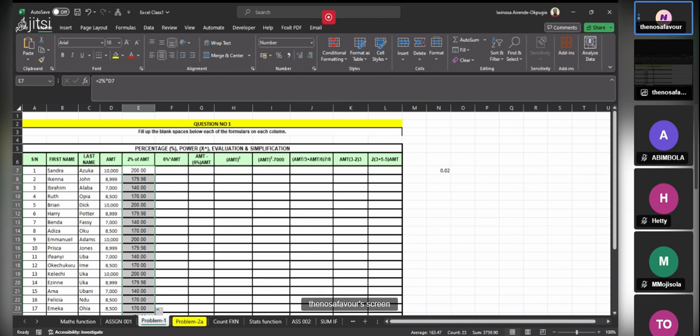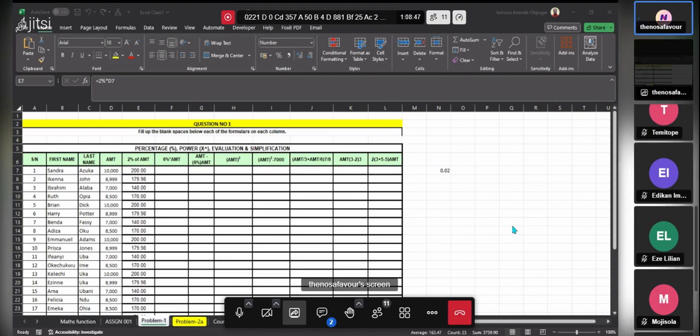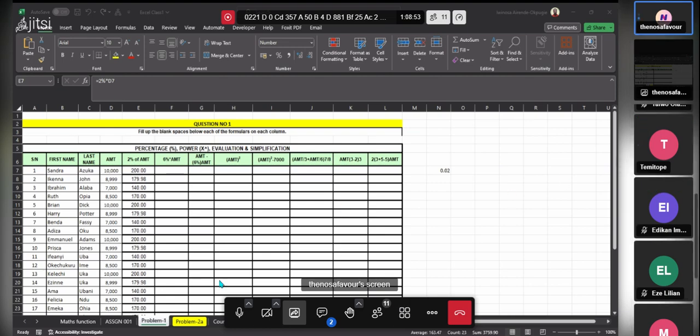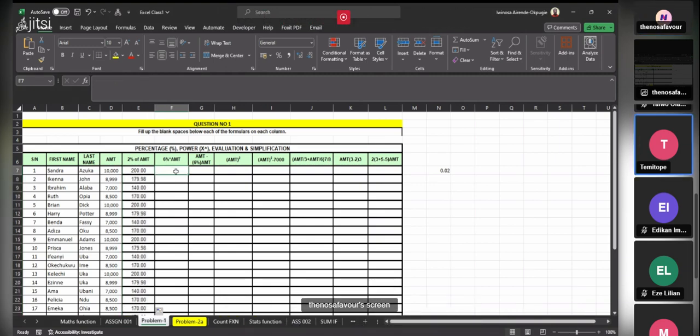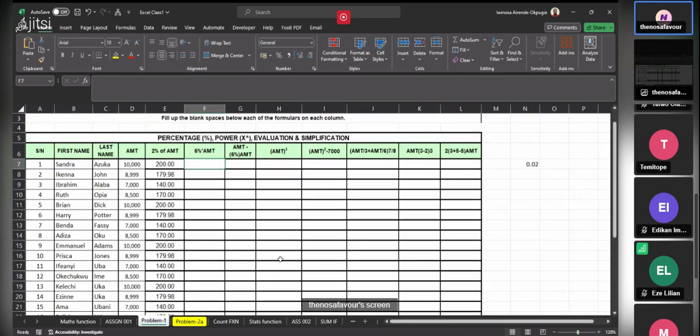So let me call on someone else to help us with this. Hi, Temitope, are you there? All right, do you mind helping me out with the next column? Okay, that's right, 6%. It's 6% of 10,000.